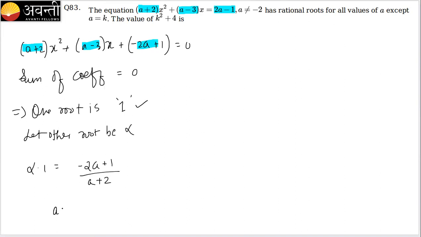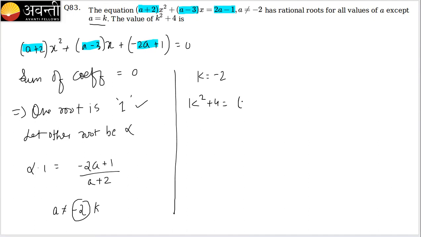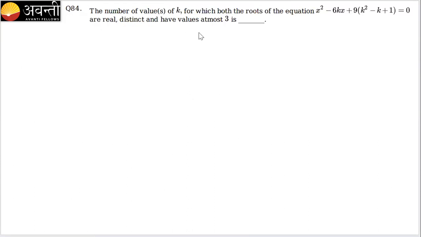For alpha to be rational, a should not be equal to −2, because if a is −2, the denominator will become 0 and alpha will tend to infinity. So it has rational roots for all values of a except a equals k. That means this is the value of k, because for this value we will not get rational roots. So basically k = −2. That means k² + 4 will be equal to (−2)² + 4, which is 4 + 4, which is equal to 8. Let's move on to the next question.